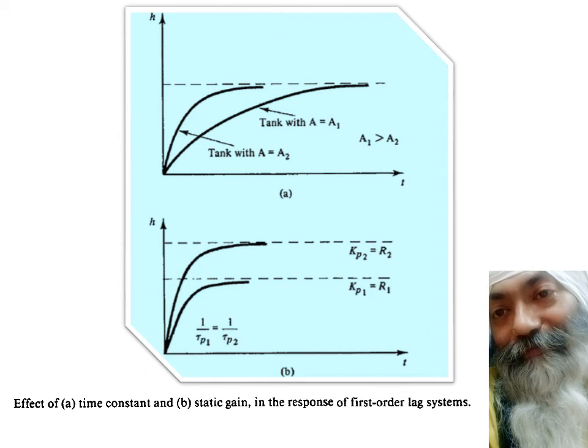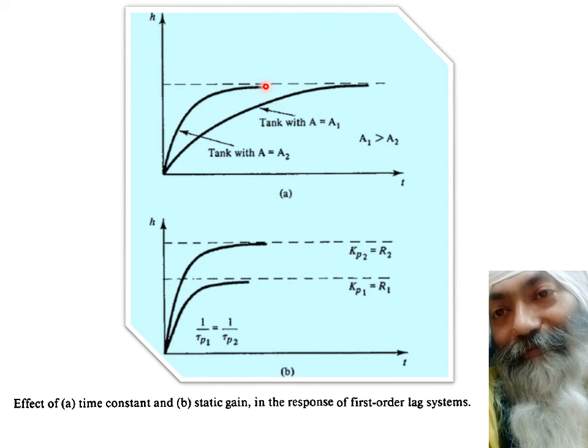So friends, this is the last, and here we go, that you have two tanks with the same gain. One tank has more area, one tank has lesser area. You can say that A1 is more than A2. So A1 is a bigger tank and A2 is a smaller tank. So obviously you give any step change in the input flow rate, then it's going to change its level. The bigger tank will take more time to fill and the smaller tank will take lesser time to fill. It will quickly fill, but both will fill to the same level.